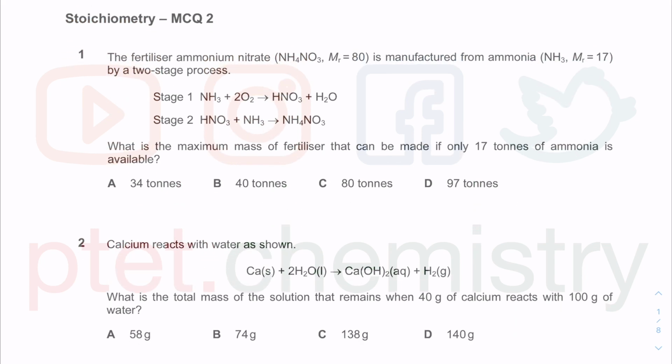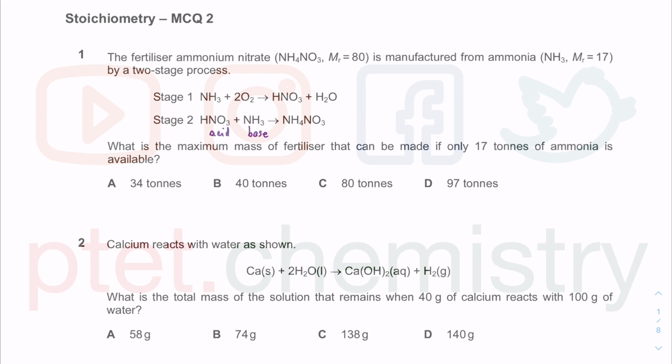In this first question, we're told that these two equations are the two stages in manufacturing fertilizers such as ammonium nitrate. This is ammonia, oxygen, nitric acid, water or steam, H2O, nitric acid, ammonia, ammonium nitrate, because this is a base and this is an acid. The problem when you have NH3 acting as the base is that you don't produce water because you don't have enough atoms to make the water. Ideally speaking, the NH3 will be present in a little bit of water as ammonium hydroxide, then you will produce water to balance the equation.